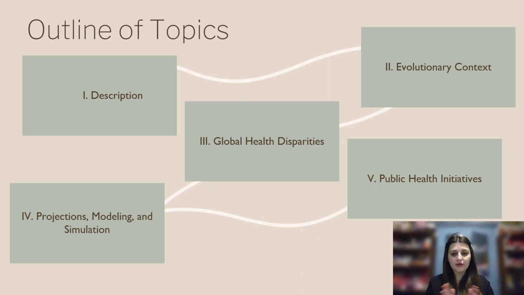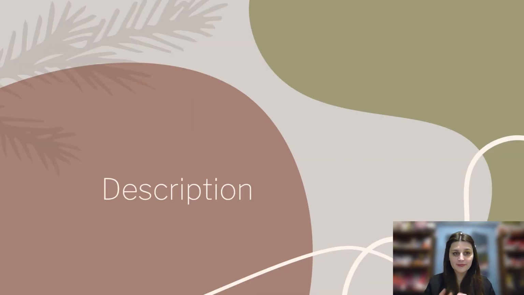So we're going to start with a quick description of the virus and how it spreads, its evolutionary history, the disparities found throughout the world, what is projected to occur, and public health initiatives to reduce the risk. So in this section, we'll describe what measles is, its mechanism of contraction, its symptoms, and the physiological processes involved.